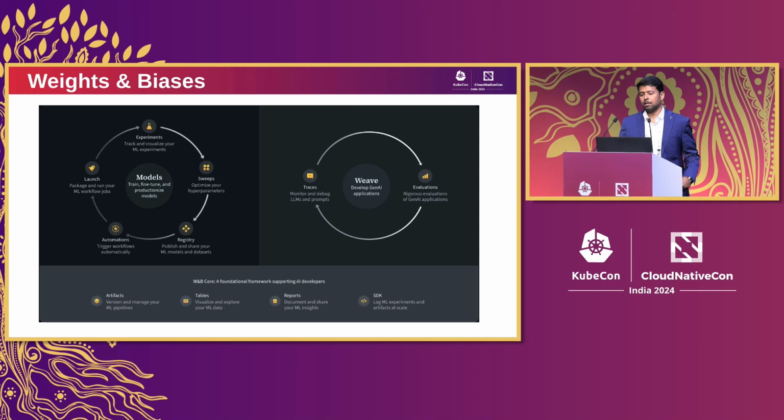Under registry, there are 3 registries. One is the model registry, then the dataset registry, and then the custom registry. Model registry means you can version your model, track your model, and also track the lineage of the model. The second is the dataset registry, where you can version your dataset. And third is the custom registry, where you can track your custom configurations.